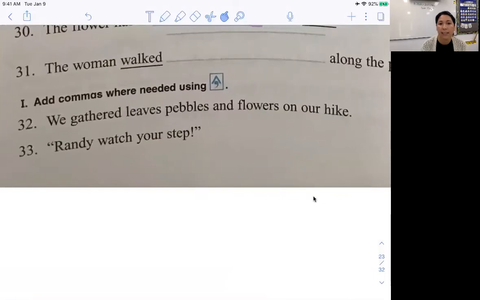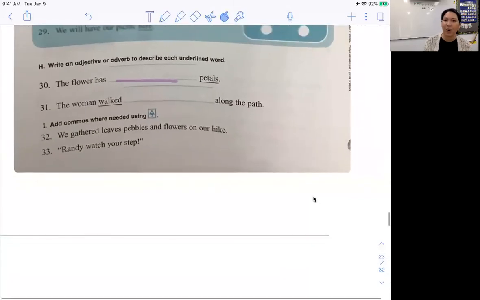All right, and the last sentence, Randy, watch your step. Where does the comma go there? Randy, watch your step. Okay, guys, that's it. That wasn't too hard, was it?